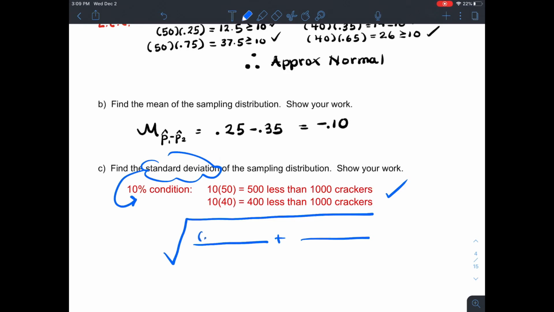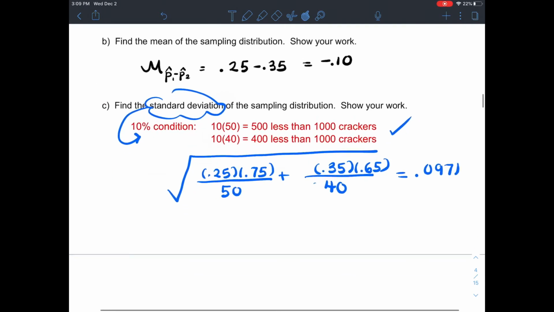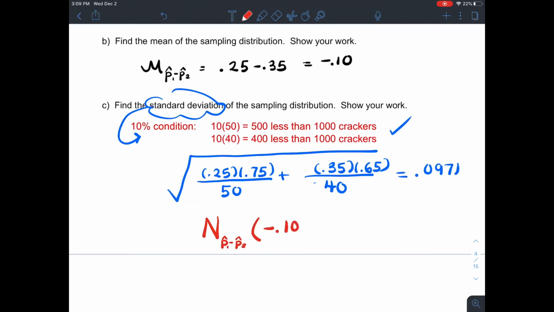We can then press forward here with the actual formula. Again, this formula is on the formula sheet here. Okay, but make sure our denominators are the sample sizes, and the numerator is the probability of a success times the probability of a failure. Once we have that, we would be describing our distribution here as normal. This is the difference between these population proportions. There's the center, that's the mean, and this is the standard deviation.